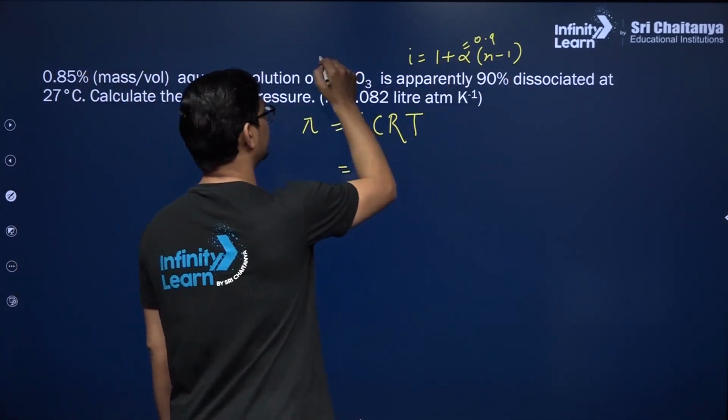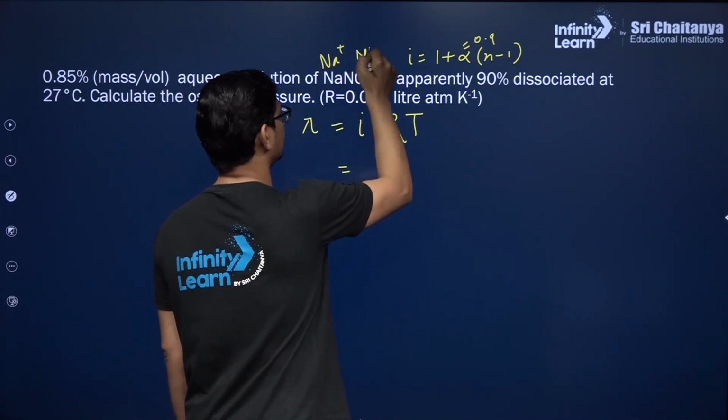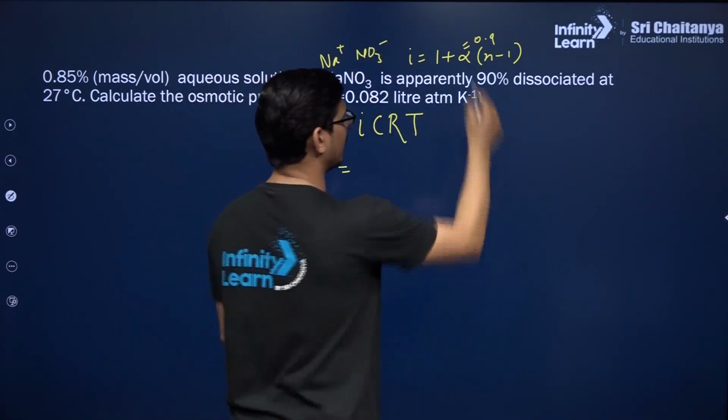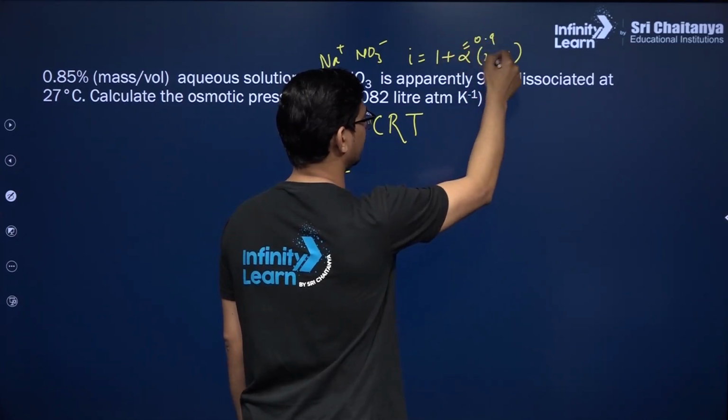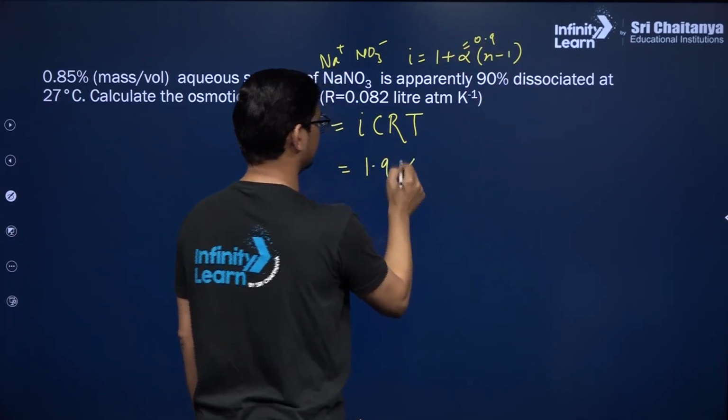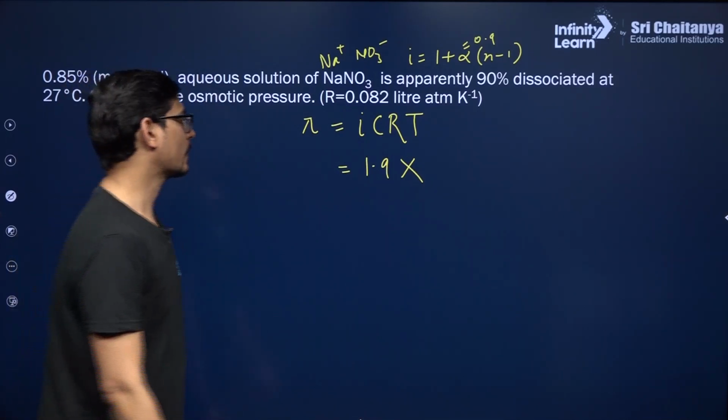N is the number of particles produced upon dissociation, which is Na+ and NO3−. So 2 particles, so you can see 1 + 0.9, 2 − 1. So the Van 't Hoff factor is 1.9.